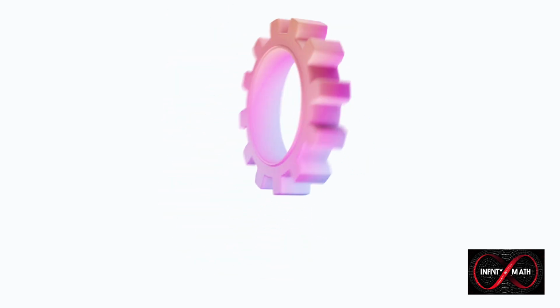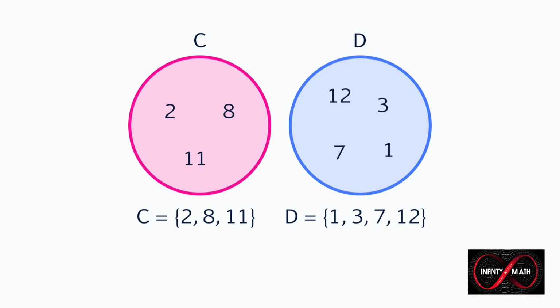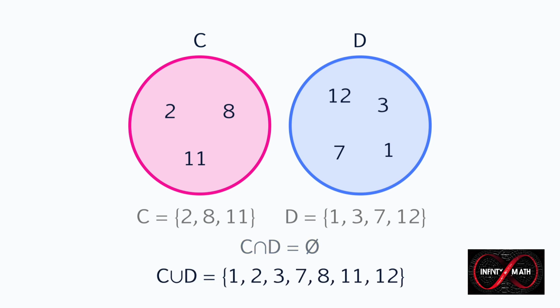Now, let's look at a specific example to deepen our understanding. Set C contains the elements 2, 8, and 11. And set D contains the elements 1, 3, 7, and 12. Notice that the two sets do not have any elements in common. That means that the Venn diagram representing these two sets will look like this. Two circles that don't overlap. The intersection of C and D is an empty set, and the union of C and D is the set containing 1, 2, 3, 7, 8, 11, and 12.